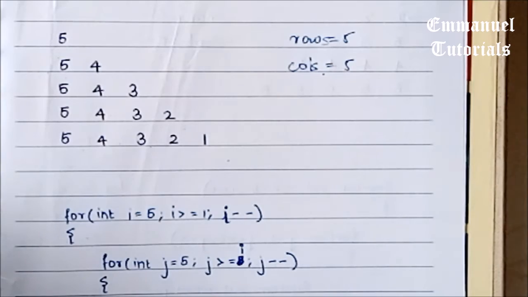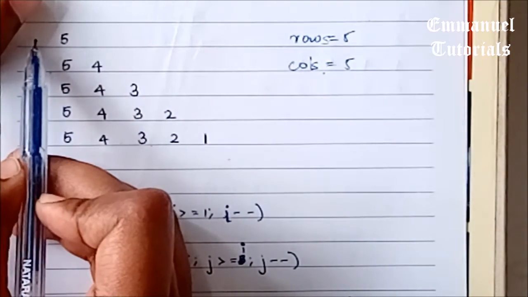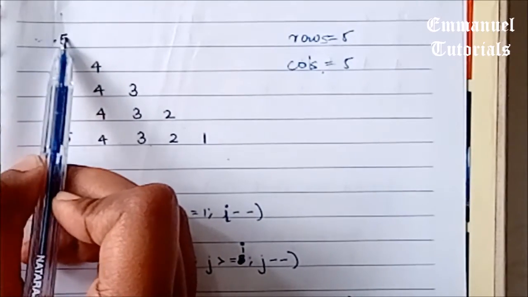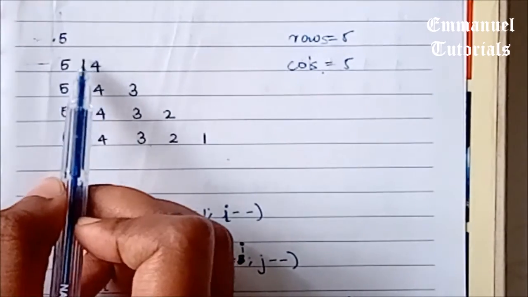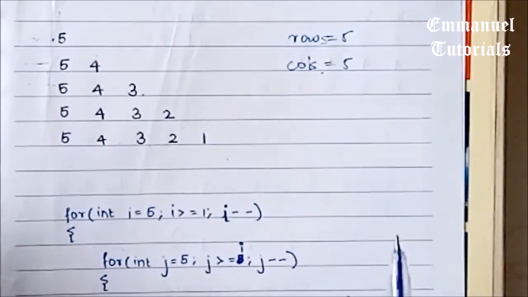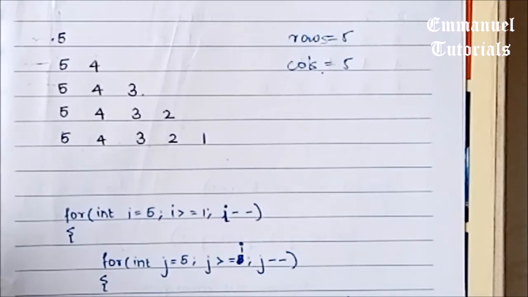So now we'll try to understand what is the relationship. Now here, when we have I, for the first row, we have 1 column. For the second row, we have 2 columns. For the third row, we have 3 columns and so on. So this is the relationship.